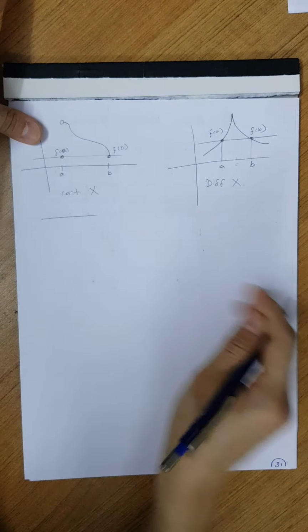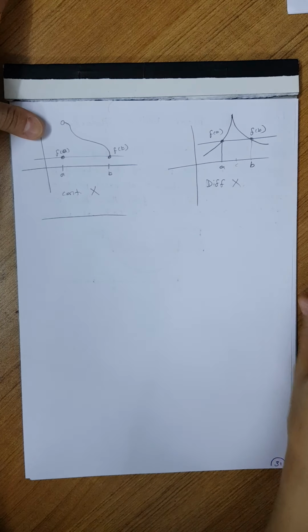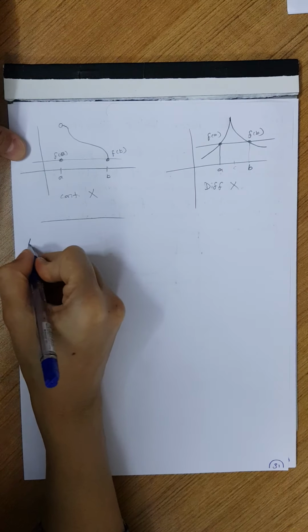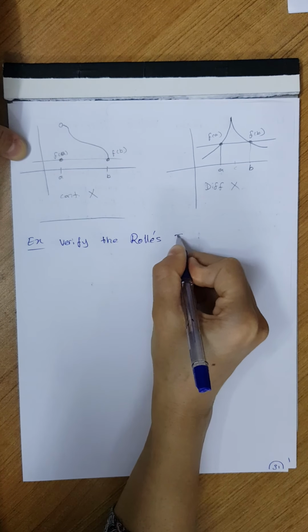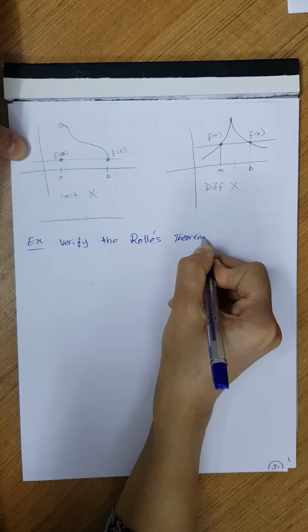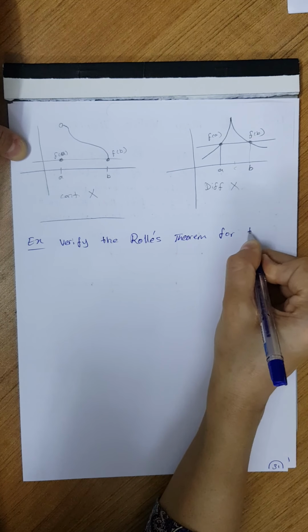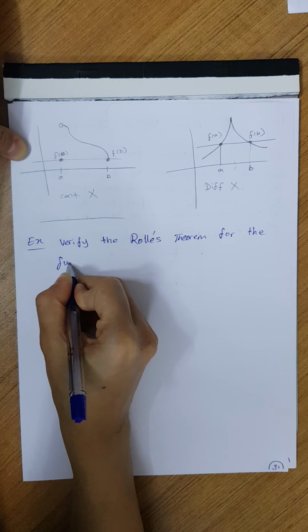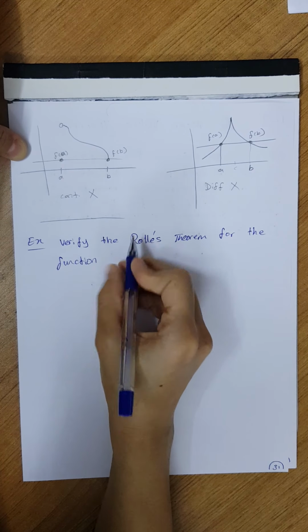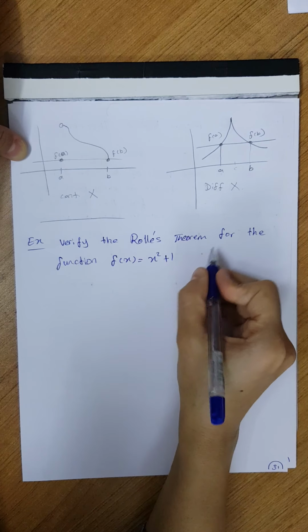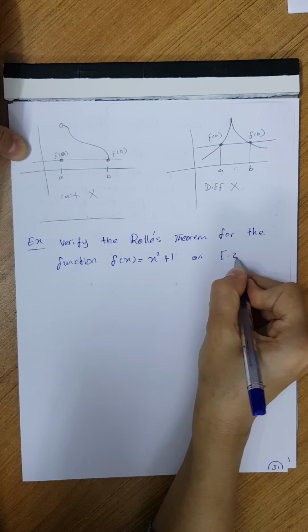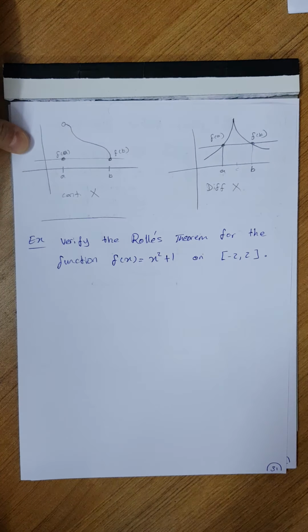Okay, so let's move to the first example that is given to us. It says: verify Rolle's theorem for the function f of x equal to x squared plus 1 on [-2, 2]. What is given to us?